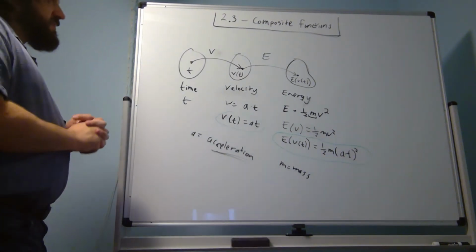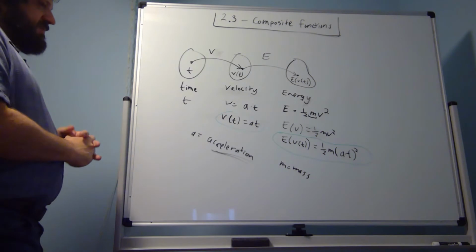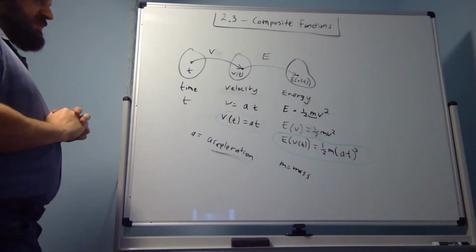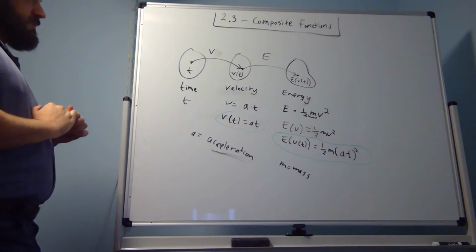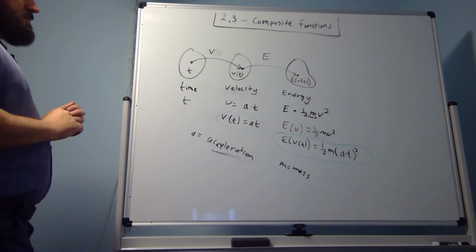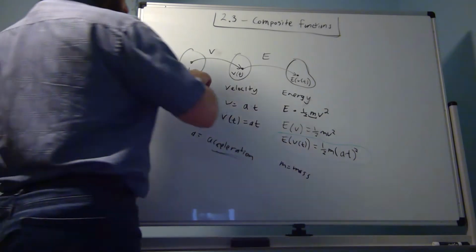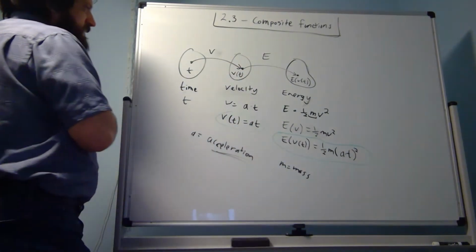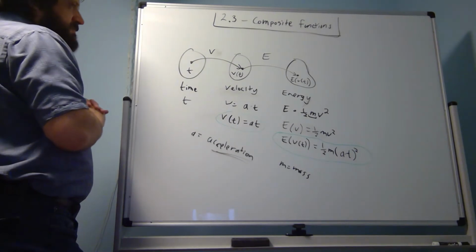All right, so let's talk about composite functions. So just wanted to bring in this quick example from physics. Don't worry too much about it. I want you to get the big picture here. So a composite function is just when the output of one function becomes the input of the next function.